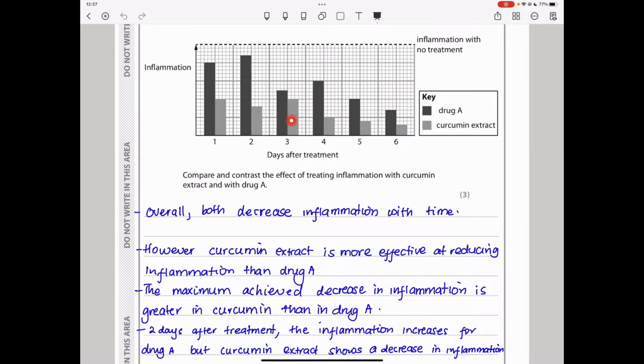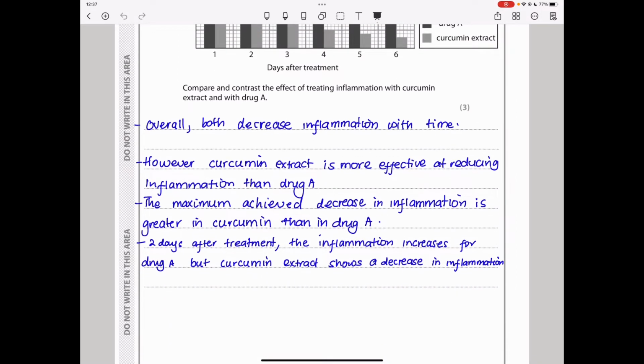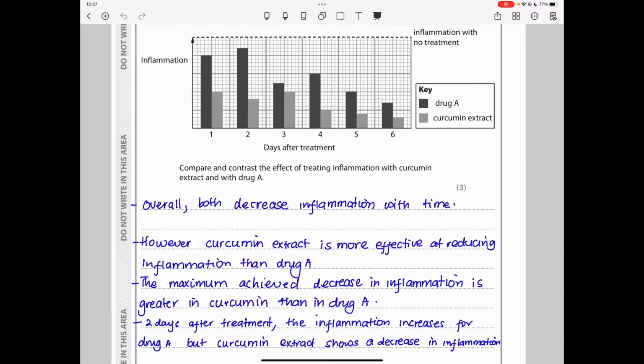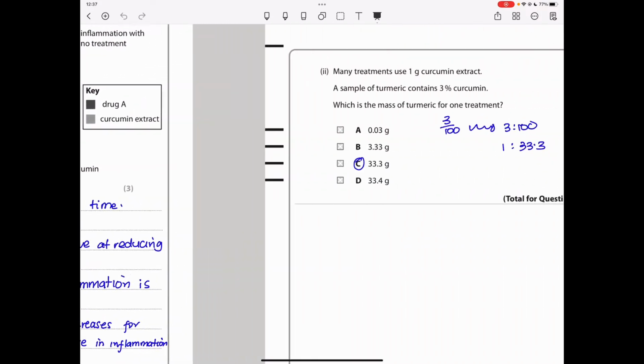So you can talk about this data or you talk about that data, you will get the same marks. So I say 2 days after treatment, the inflammation increases for drug A, but curcumin extract shows a decrease in inflammation. So I hope this makes sense. I will go to the next part.